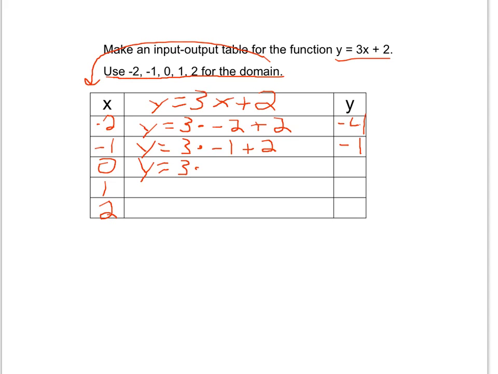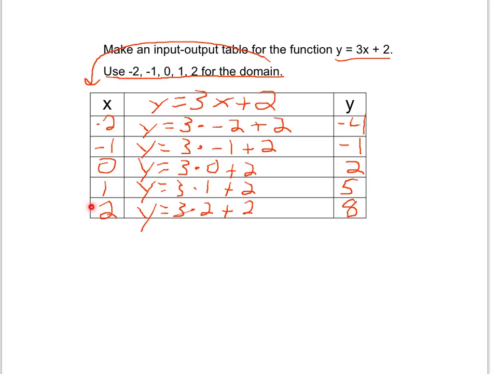This is 3 times 0 plus 2. 3 times 0 is 0, plus 2 is 2. Then we're going to get y equals 3 times 1 plus 2. 3 times 1 is 3, plus 2 is 5. And the last one, y equals 3 times 2 plus 2. 3 times 2 is 6, plus 2 is 8.